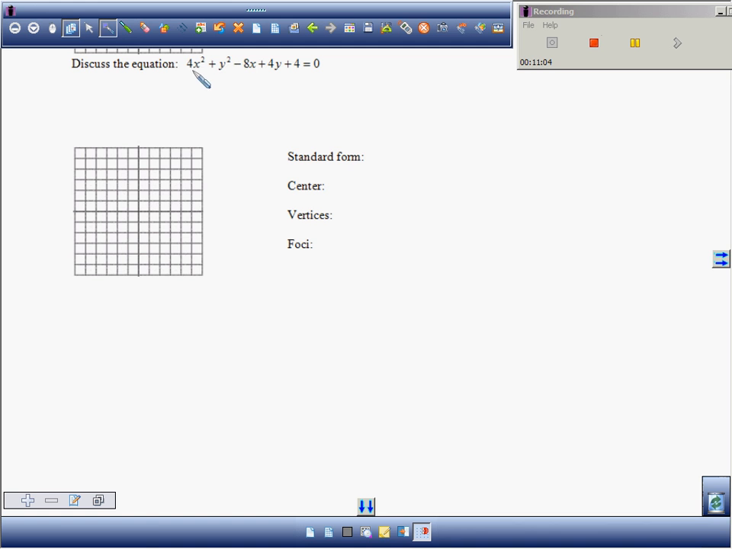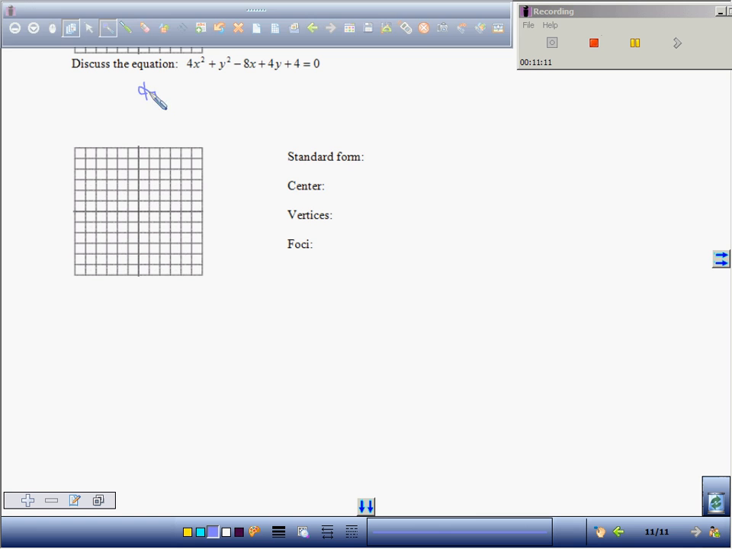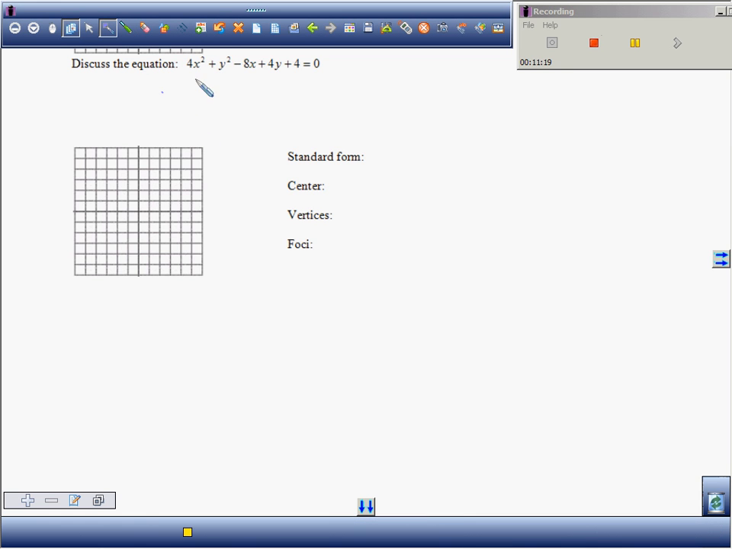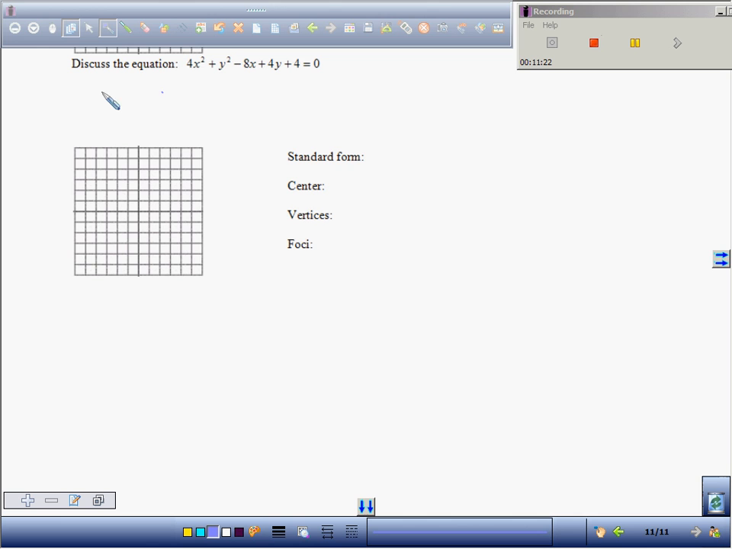So you have 4x squared minus 8x. I'm going to group the x terms together. Does discuss really mean we give the standard form and all that information? It's an equation, so it doesn't mean say, oh, that's a very nice ellipse. Plus y squared. So I'm going to group all my y's and my x's together, and bring the 4 onto the right side.